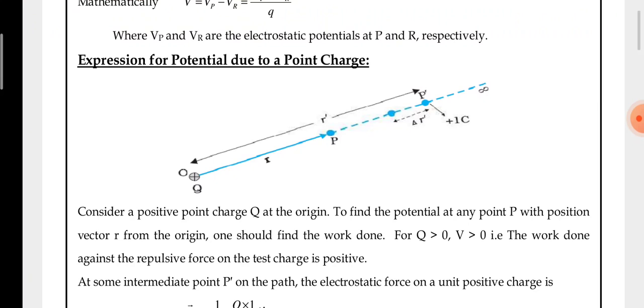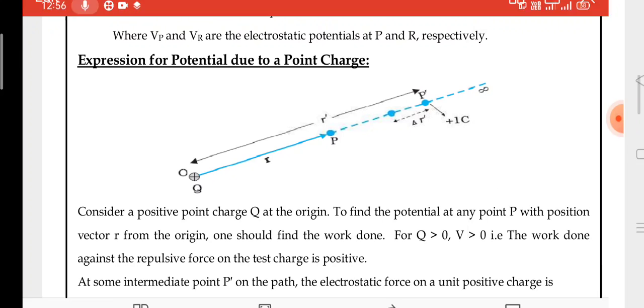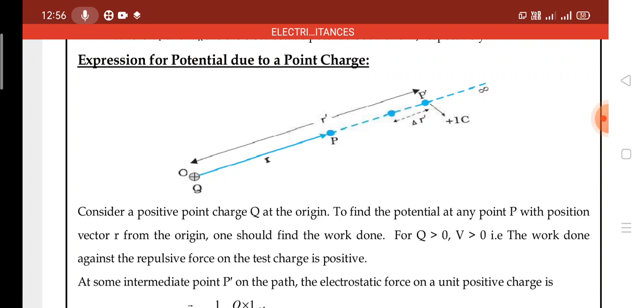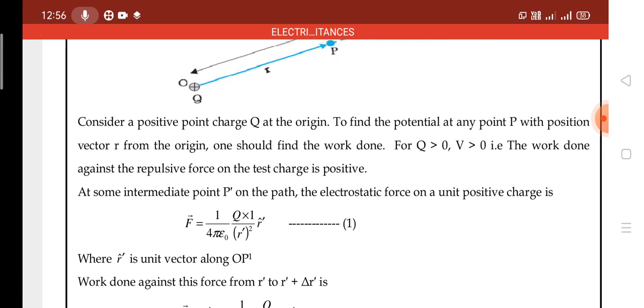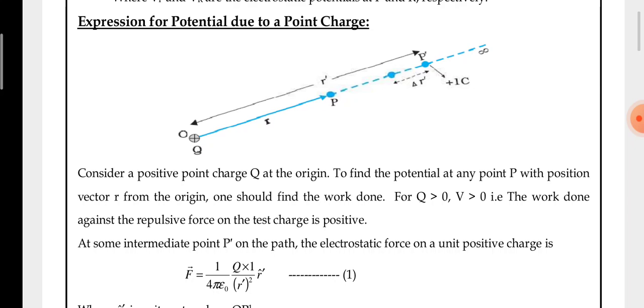You are observing in the diagram, at the extreme left, point O is there. At that point there is a positive charge, capital Q. Now from the charge Q, at a distance R, there is one point, that point is said to be point P. At the extreme right, at the end of the diagram, there is the infinity point.